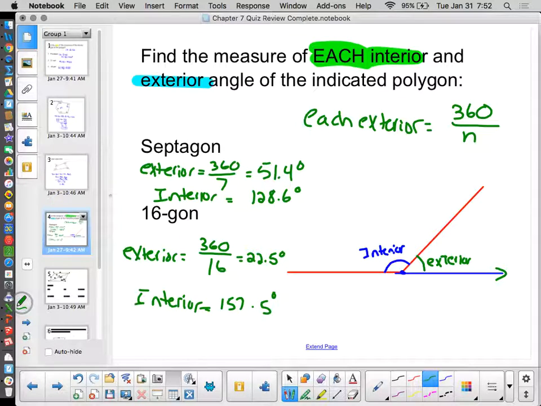So interior, exterior, again, fairly straightforward. Find each exterior first, because that's the easiest thing to do. If you look at the book, they're going to take you through the whole process of finding the sum of the interiors and dividing by the number of sides, and it's so easy to mess up because to find the sum you have to do n minus 2, but then you have to divide by n, not n minus 2, and people get all messed up with that. Forget that. Do the exterior. Much faster, much safer. One quick little division, and you have a calculator.